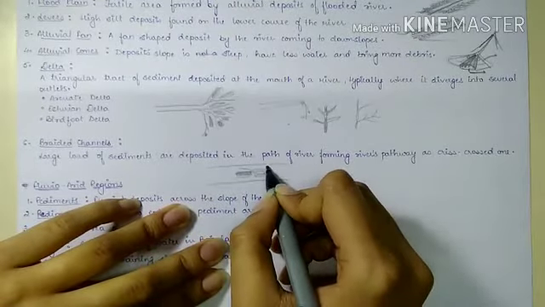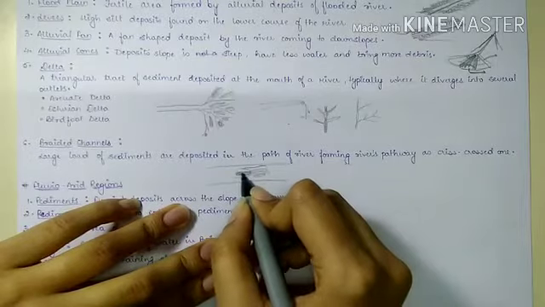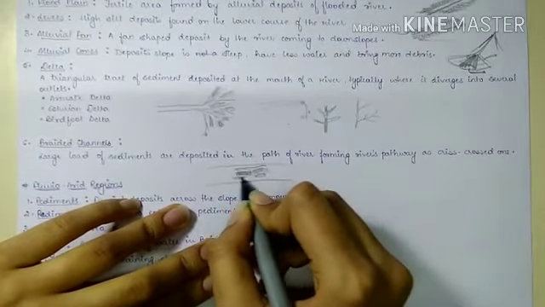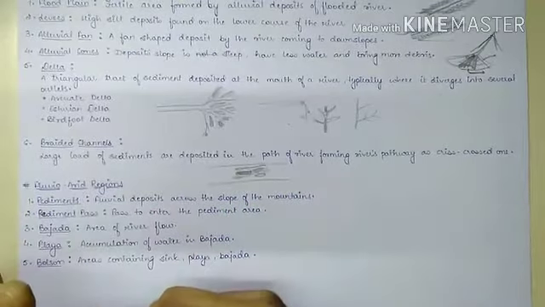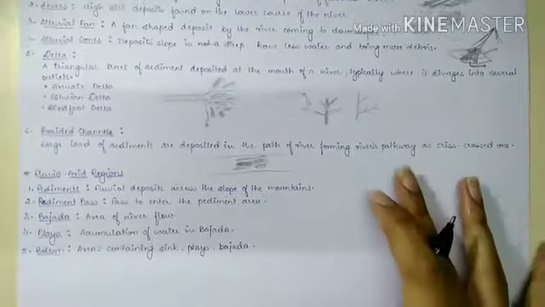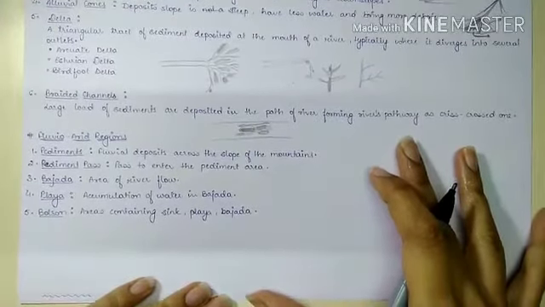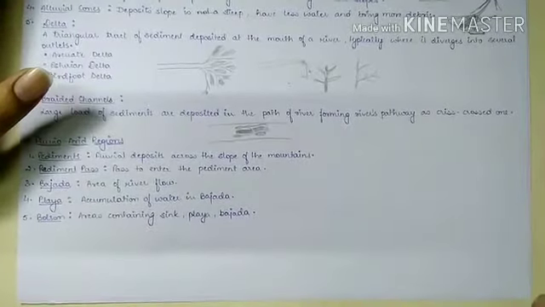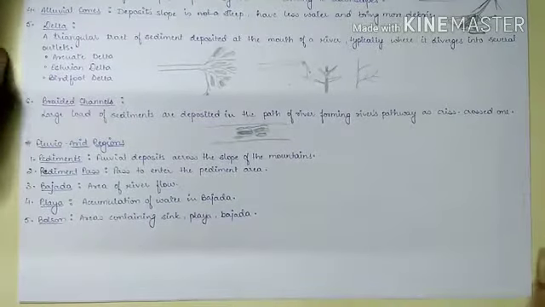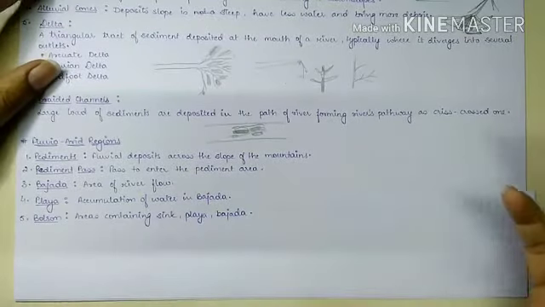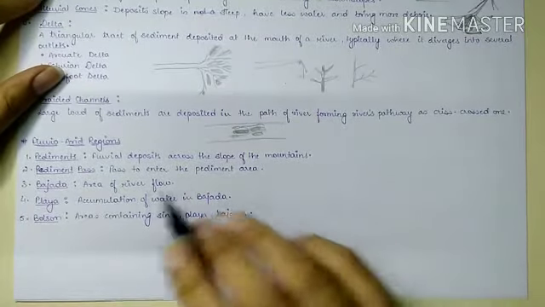So here what happens is small patches of sediments are formed within the river, and this type of river is known as braided river. Now we will look into the fluvio-alluvial arid landform. So this is formed in the arid areas when the arid areas are eroded by fluvial action. So the first one is pediment.